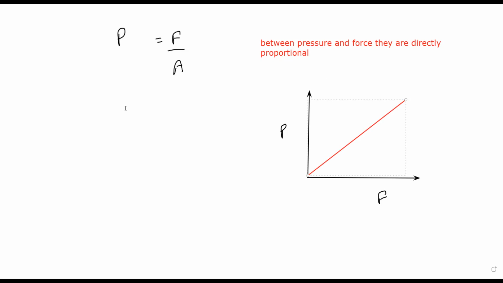But between pressure and area, they are inversely proportional. Here, when we increase the force, the pressure will increase, or if we decrease the force, the pressure will decrease. So this is called a direct relation. But it is the opposite for pressure and area. If we reduce the area, the pressure will increase. This type of relation, in which we increase one quantity and the other decreases, we call inversely proportional.